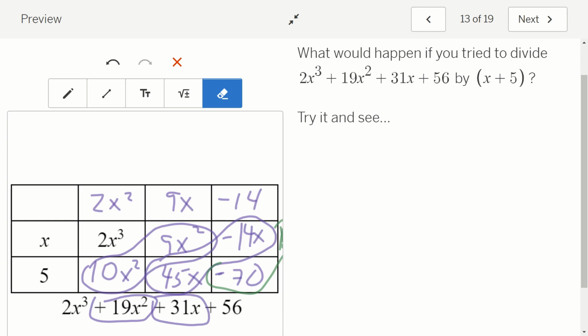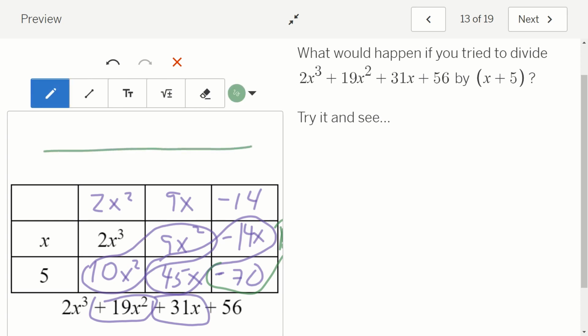Okay, so we are at a negative 70. Oh, it's going to be a big number. And we want a positive 56. So we have to go a long way to the right. That's going to be a big number. That is going to be positive 126. Okay, positive 126. And so you might say that the remainder is 126.